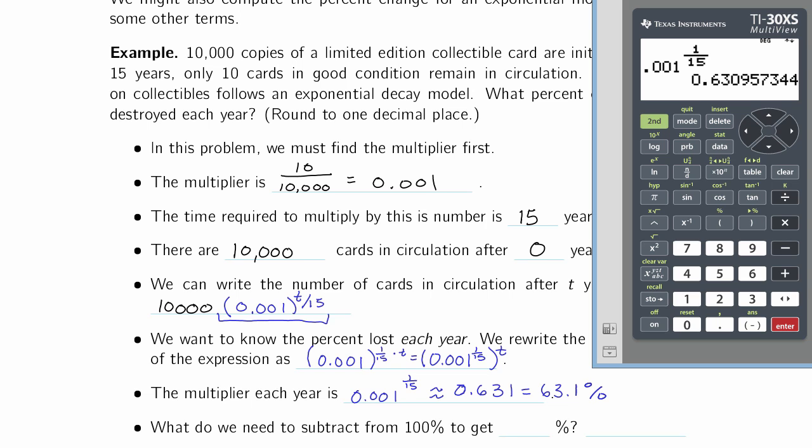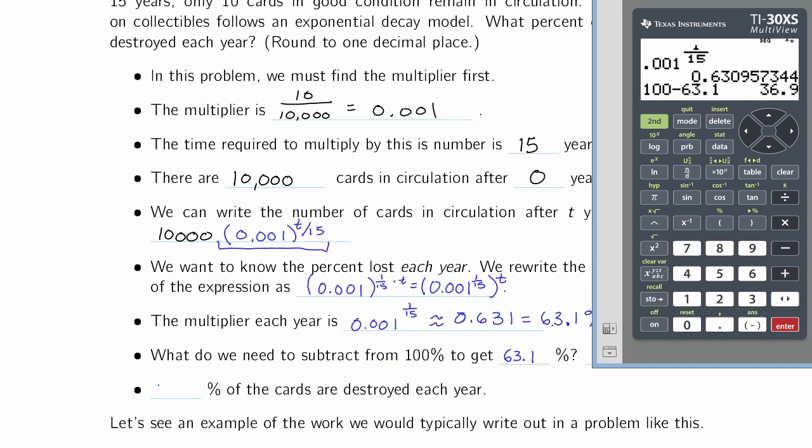which is 63.1%. Right, just multiply that by 100. And that's why I rounded that to 3 decimal places, because I want to round a percent to 1 decimal place. So each year we multiply by 63.1%. What do we need to subtract from 100% to get 63.1%? Well, that's the same question as what is 100 minus 63.1? And 100 minus 63.1 is 36.9. So that's 36.9%. That tells us that 36.9% of the cards are destroyed each year.